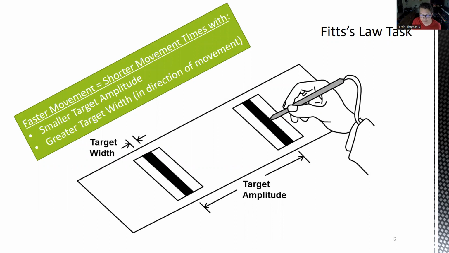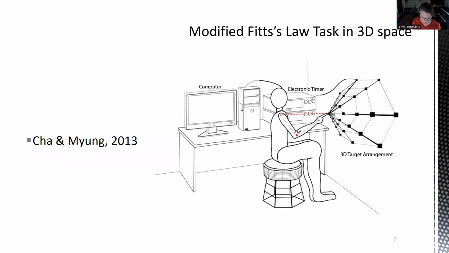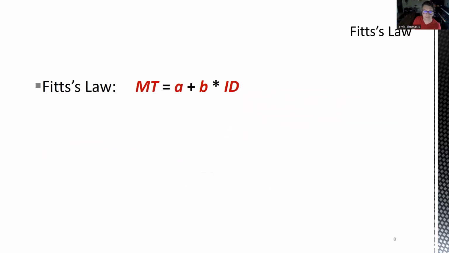Okay. So here's another example, a 3D version of it. So again, you just need to know what is the size of the target and how far away is it. The target amplitude is how far do you have to move. All right, so here's the math side of it, right?